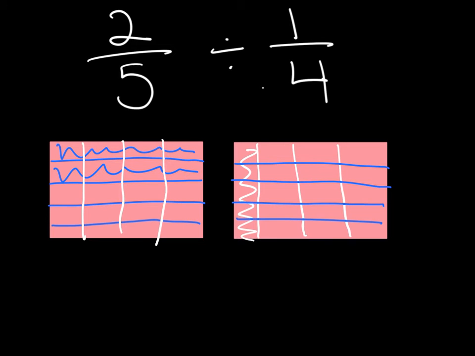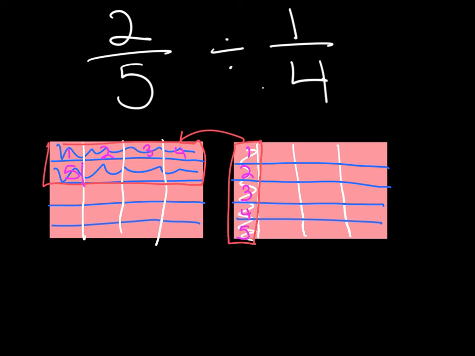So what we are trying to do is determine how many of these do we have in the 2/5 that we see here. So if we look at this, we see we have 1, 2, 3, 4, 5 blocks here. So we're going to count how many blocks do we have. We have 1, 2, 3, 4, 5.